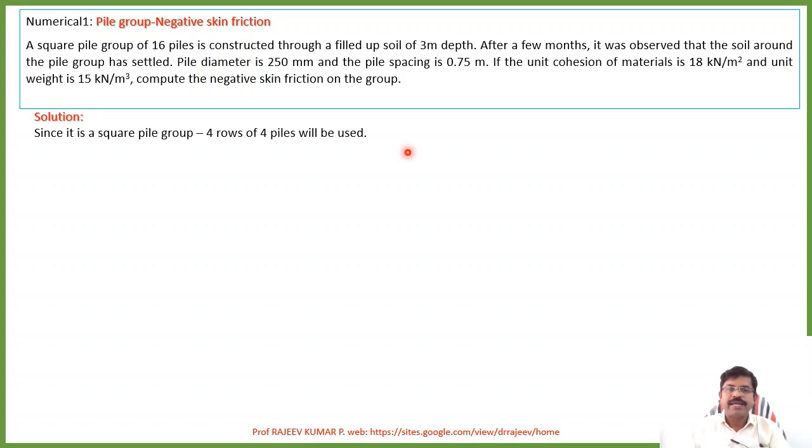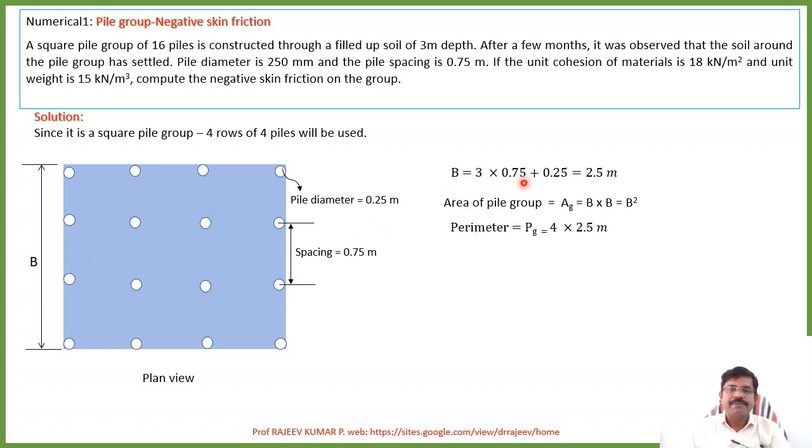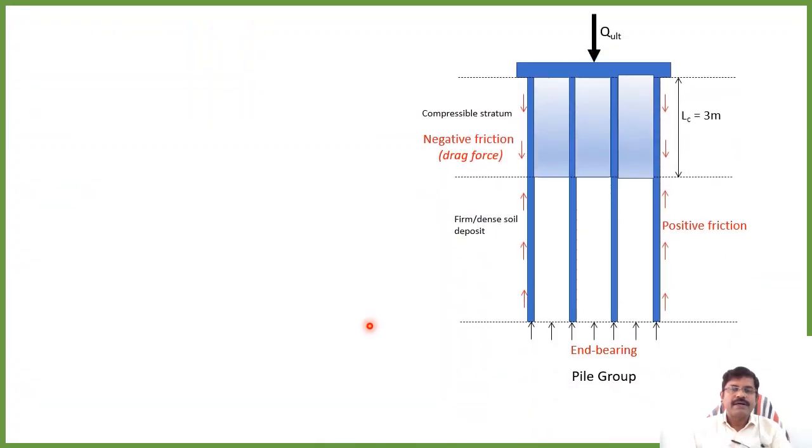4 rows of 4 piles can be used. The schematic shows you the pile arrangements. Spacing is 0.75 meter and the pile diameter is 0.25, and for the square, one side is capital B. This can be calculated as 2.5 meter, and the area of the pile group is B square because it is square. Here we will see a schematic of the given numerical.